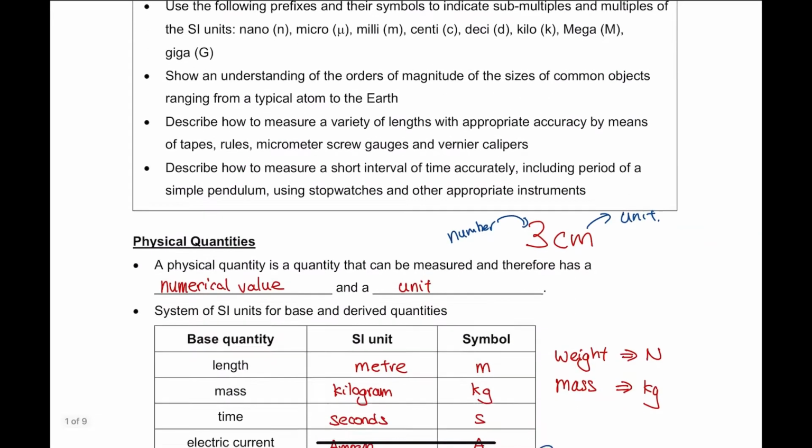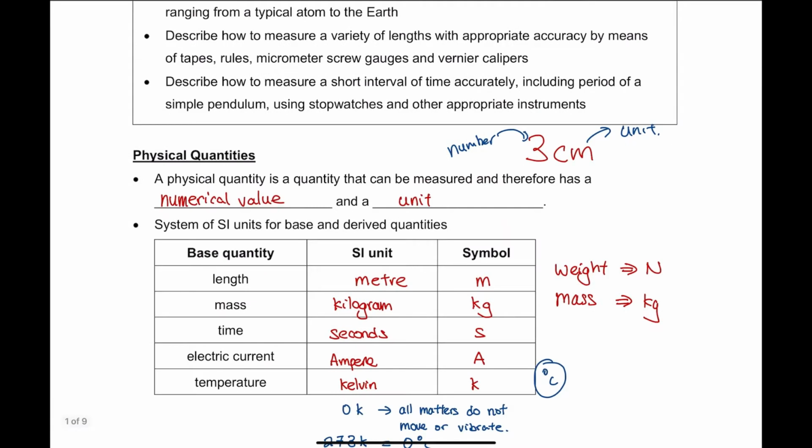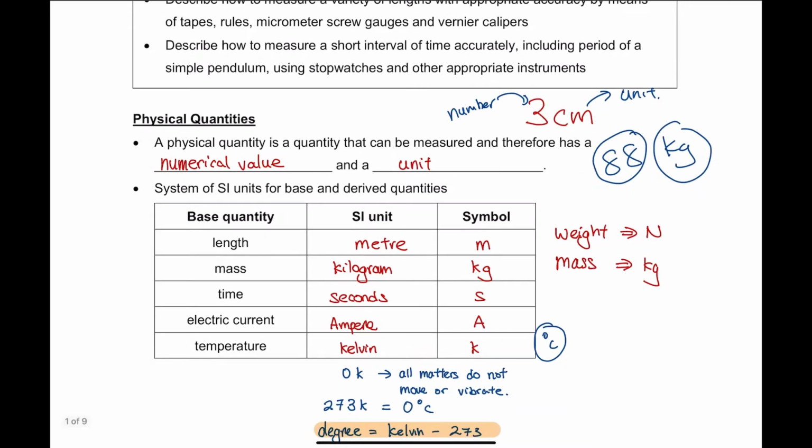Okay, moving on. In sciences, especially physics, all physical measurements that we take definitely have a number to it as well as a unit. For example, I am 88 kg. There is a numerical value as well as a unit involved. So all physical quantities have a numerical value as well as a unit.